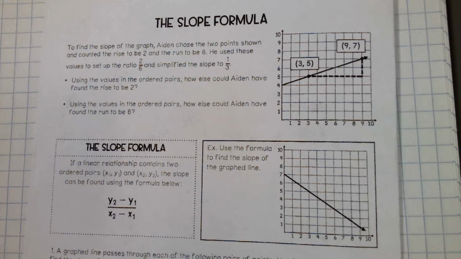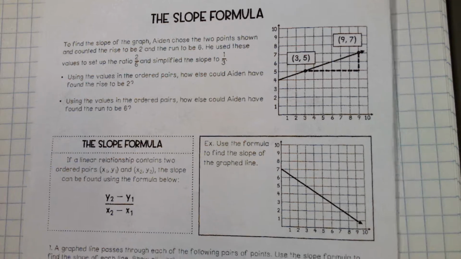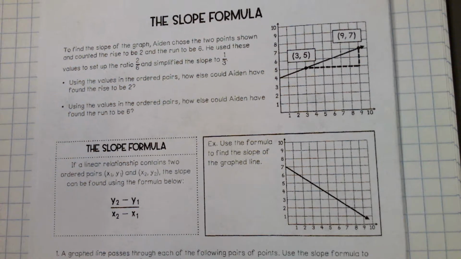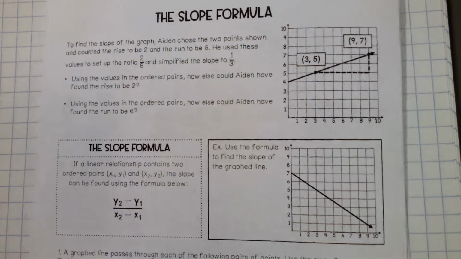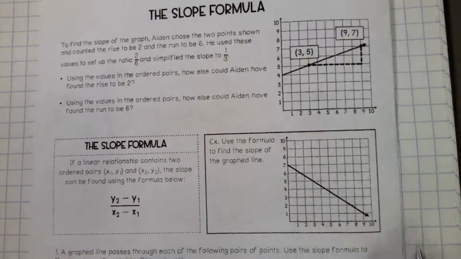So there's two major ways to find the slope of a linear function. One is rise over run, and the other is with what's known as the slope formula. So this is going to tie the two together.